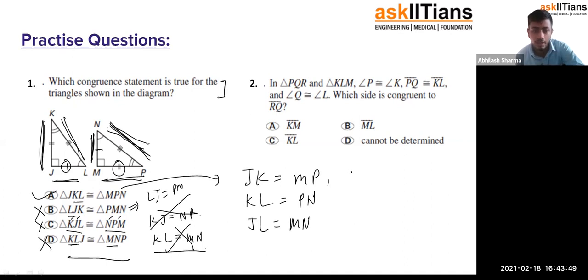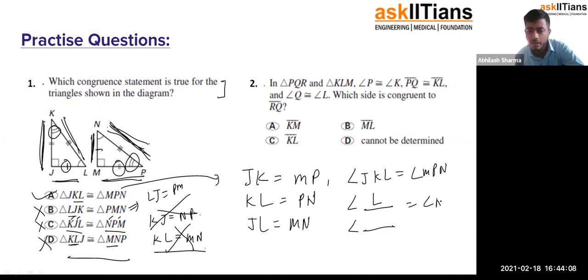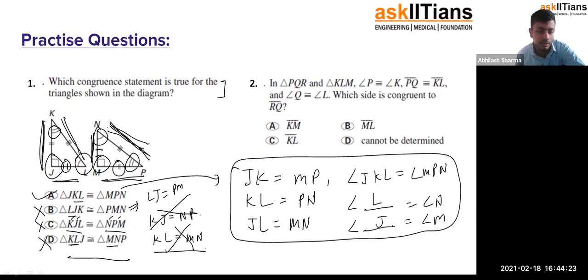We can also talk about angles. So angle JKL should be equal to angle MPN. Is this true? JKL is this angle, MPN angle is this? Yes, they are equal. Similarly, the remaining angles you can also write. In fact, rather than writing so much, we can directly write angle L will be equal to angle N. Angle J should be equal to angle M, which is true or not? Angle J equal to angle M and angle L equal to angle N. So since all these 6 properties are holding true, clearly this is correct.